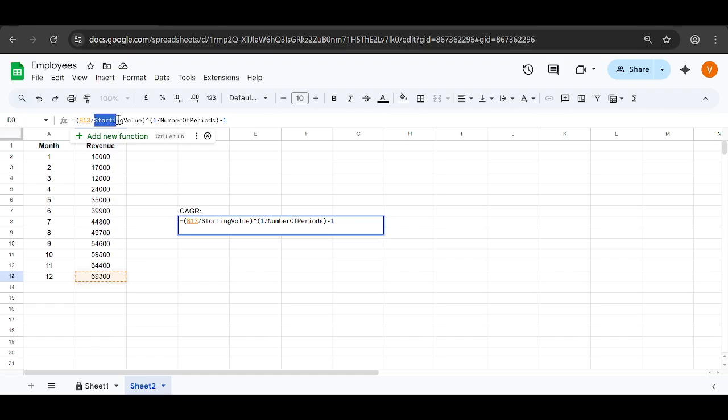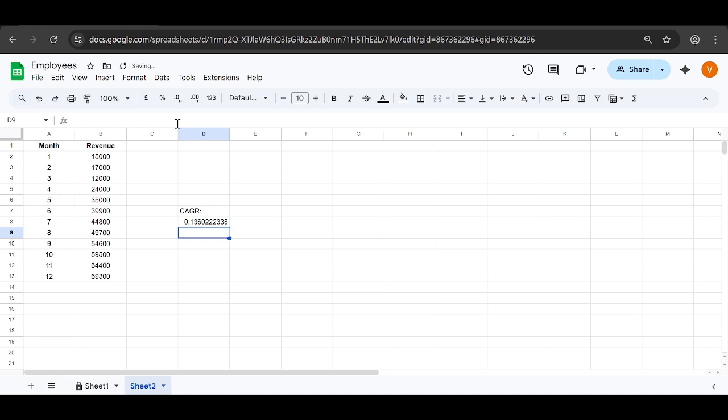Here's what that formula is doing behind the scenes. It divides the ending value by the starting value to find the total growth multiple. Then it takes the 1 over n power, which finds the average growth per period by undoing the compounding. Finally, it subtracts 1 to turn that growth multiple into a rate. This gives you the per period growth rate that, if applied consistently, would take you from the starting value to the ending value over the exact number of periods you specified.